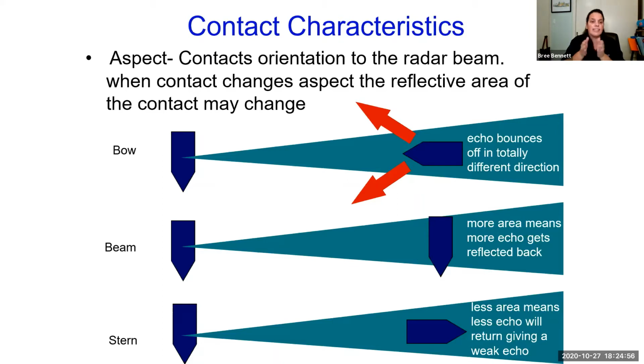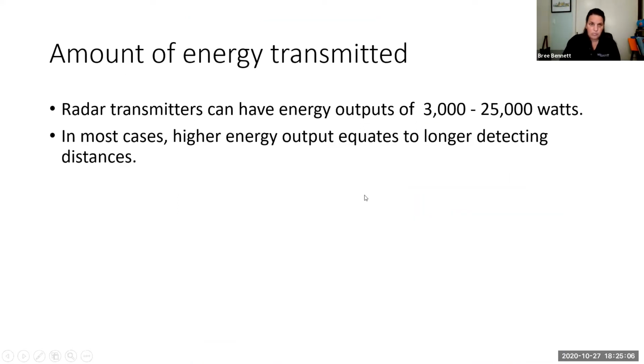So we want to maximize the possibility of getting good returns coming back. The aspect of a vessel can affect that. The amount of energy transmitted: the more energy that transmits out, the more that will come back. It gets weaker and weaker as it goes farther away from you, and then when it comes back, it's even weaker. If it starts off really strong, really powerful, then it's going to come back a little bit more powerful. So that one just makes sense.